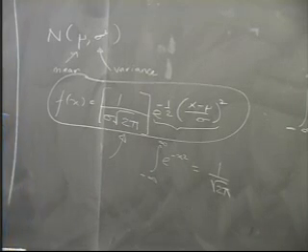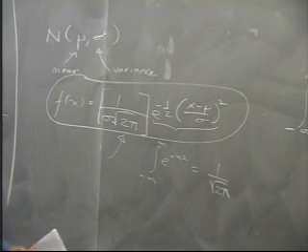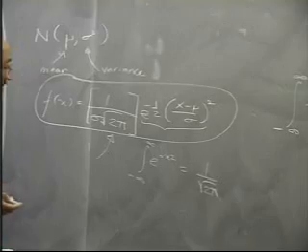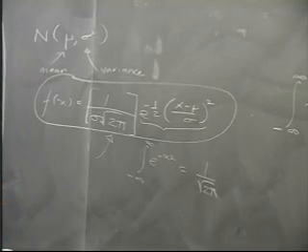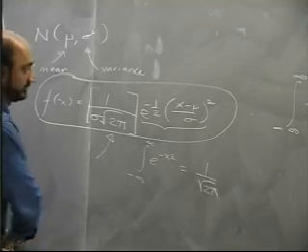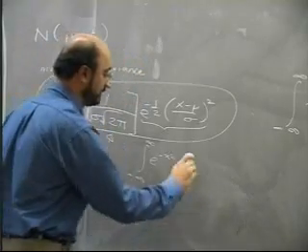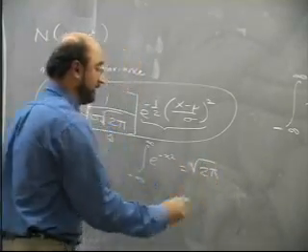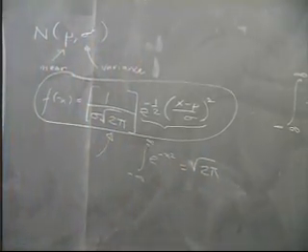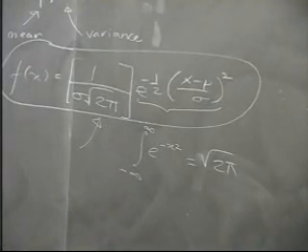Yes? I think that might not be 1 upon root 2 pi, just root 2 pi, because then... Yeah, I'm sorry. You're right. It is root 2 pi. Then they cancel out when you do the integration. Yeah, sorry about that.